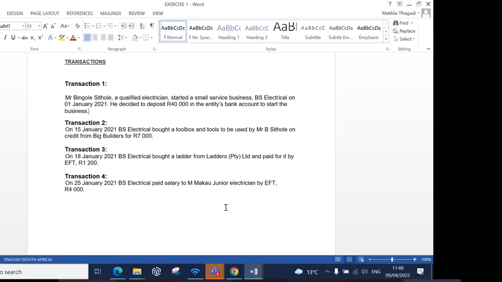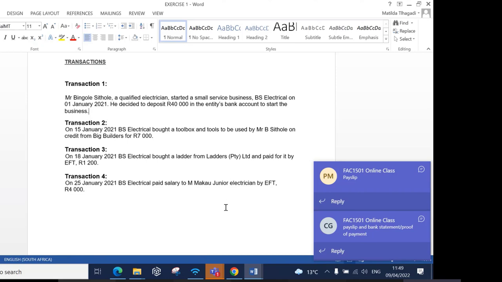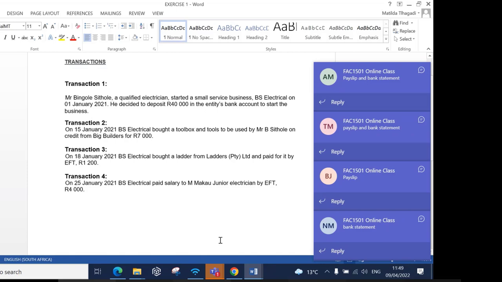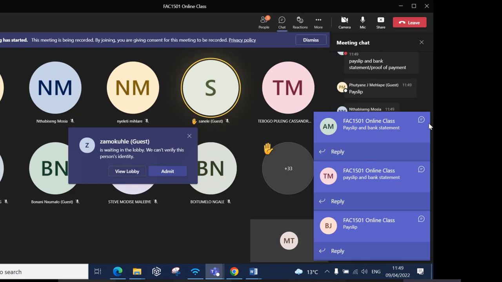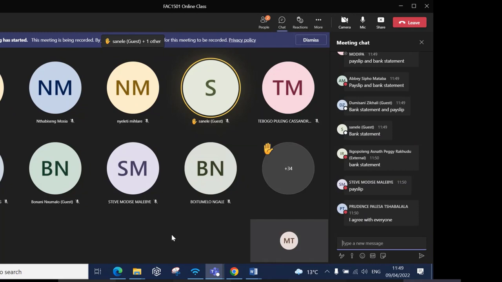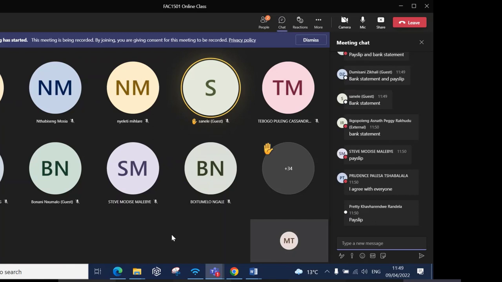Payslip and bank statement. Payslip. Bank statement. Payslip and bank statement. I'm so impressed, guys. I'm very, very impressed. I agree with everybody, Prudence. Yes, guys, you are correct. Payslip and bank statement.